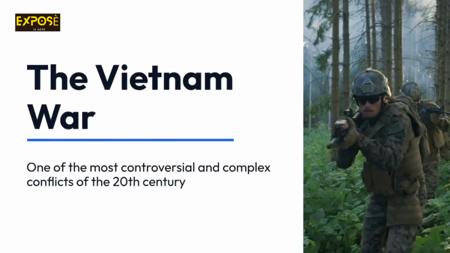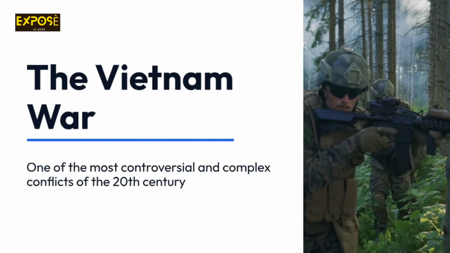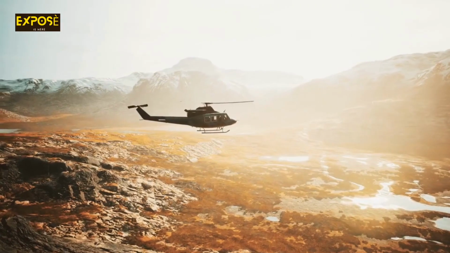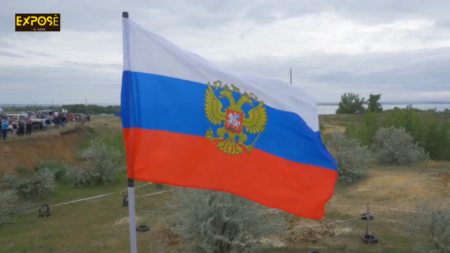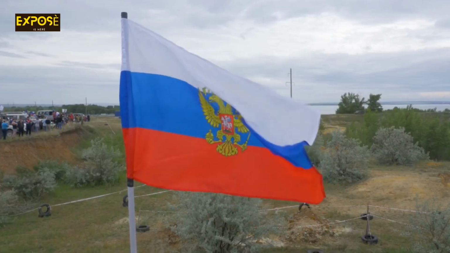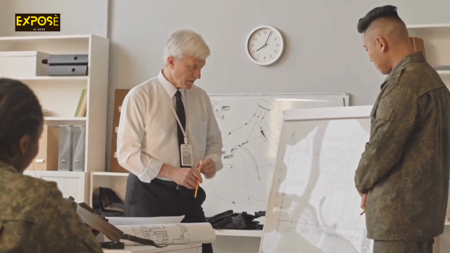Today, we're going to embark on a journey through one of the most controversial and complex conflicts of the 20th century, the Vietnam War. From its roots in the early 20th century to the fall of Saigon in 1975, this war had far-reaching consequences that still shape our world today. In this video, we'll take you through a comprehensive timeline of the Vietnam War, highlighting the key events, battles, and political decisions that defined this pivotal moment in history.